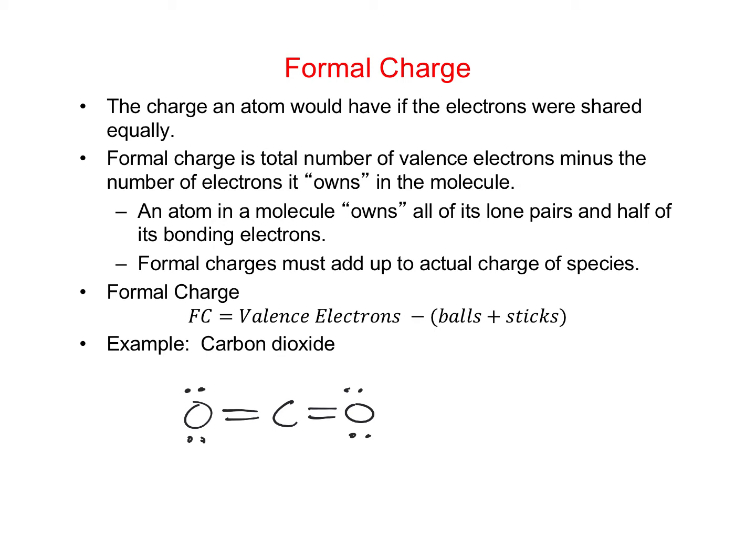So for this oxygen, we're going to do the calculation over here on the right. So the formal charge is going to be how many valence electrons an oxygen normally has. And so if we look at the periodic table, oxygen is in the 6th column, so it has 6 valence electrons. And then we subtract from that the balls and the sticks connected to that oxygen. And so we have 1, 2, 3, 4 balls, 2 sticks. So 6 minus 6, the formal charge on that oxygen is 0.